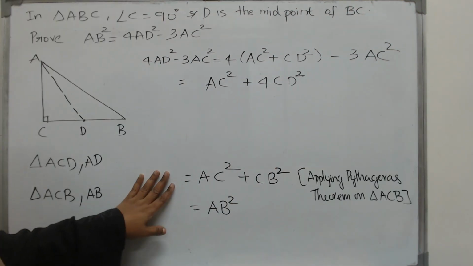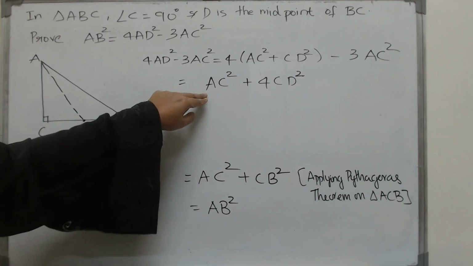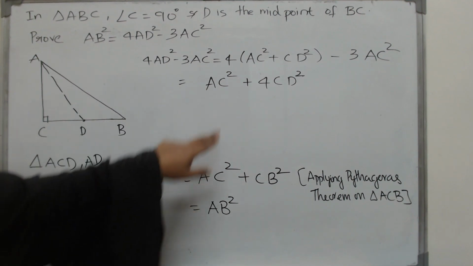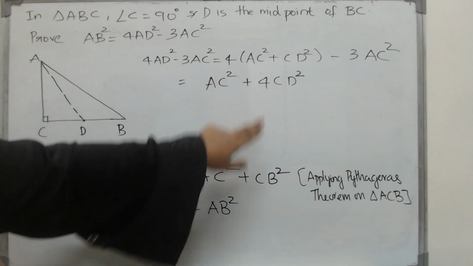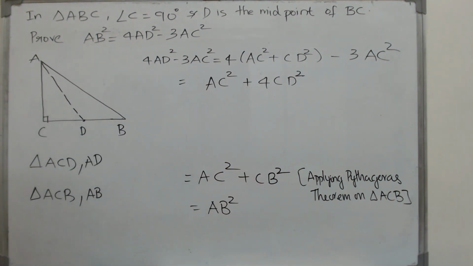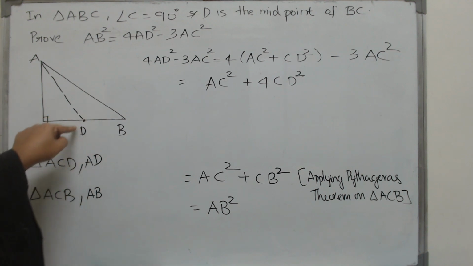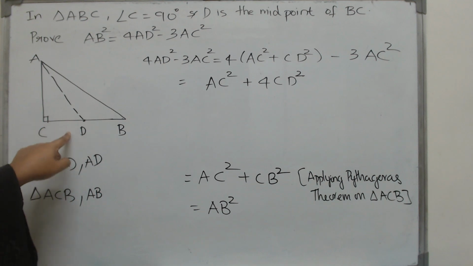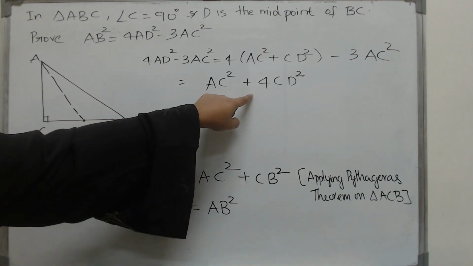So this makes our life easy, right? We have already got one term. All we need is to get this one term right. Now, what is the one information that we have not yet used? The information that D is the midpoint of BC. So how do we get that?